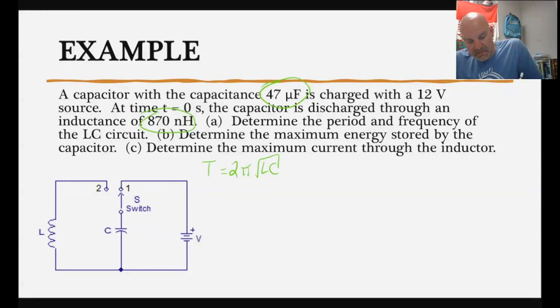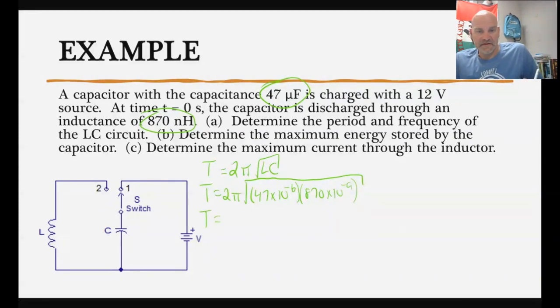Now, remember, microfarads, nanohenries. You need to convert those. So 2 pi root, micro is times 10 to the negative 6th, nano is times 10 to the negative 9th, right? Do 2 pi, square root of that, and you find that it's going to be very fast, because it is a value of 4.02 times 10 to the negative 5th second.